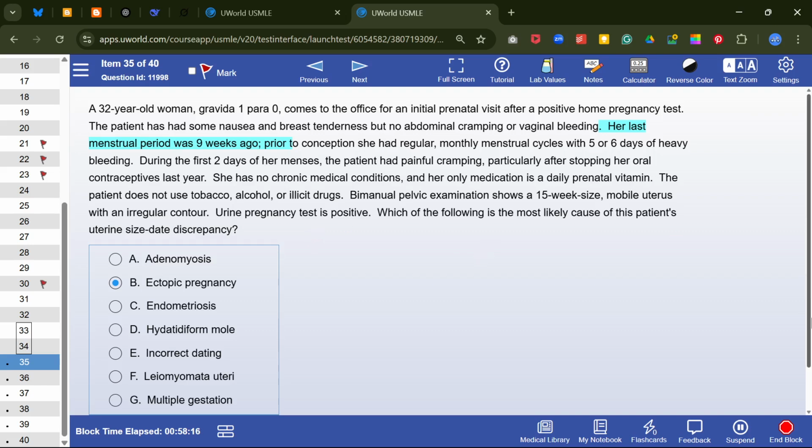She has not done early dating. Early ultrasound is done when the dates are not regular. She does not, and there is a 15 weeks size and irregular contour. Is it fibroid?